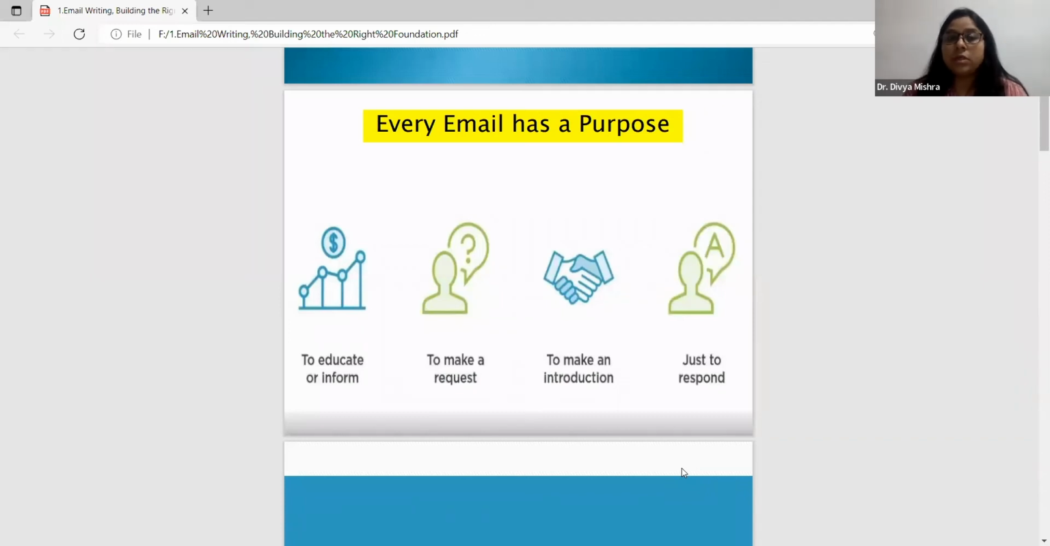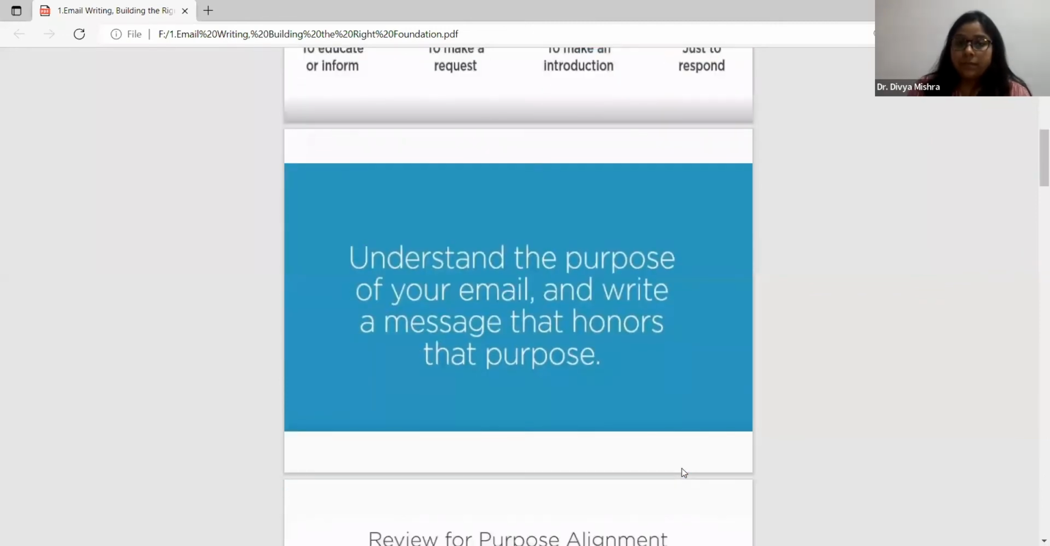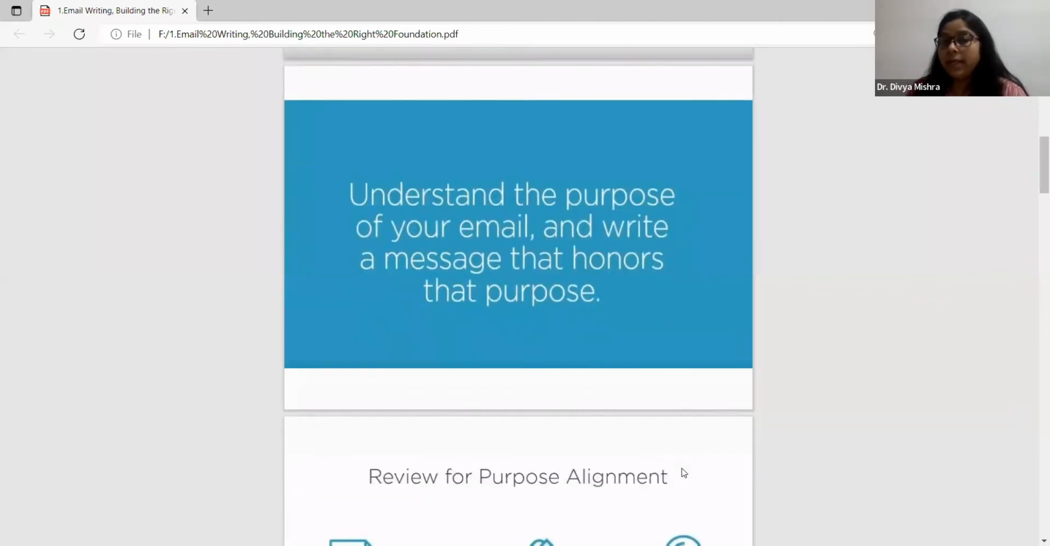So you need to know the purpose of your email. You want to educate, inform, make a request, introduce a person or a product, or just respond to an email. So purpose is very important to understand. Understand the purpose of your email and write a message that honors that purpose. So understanding the purpose is very important.